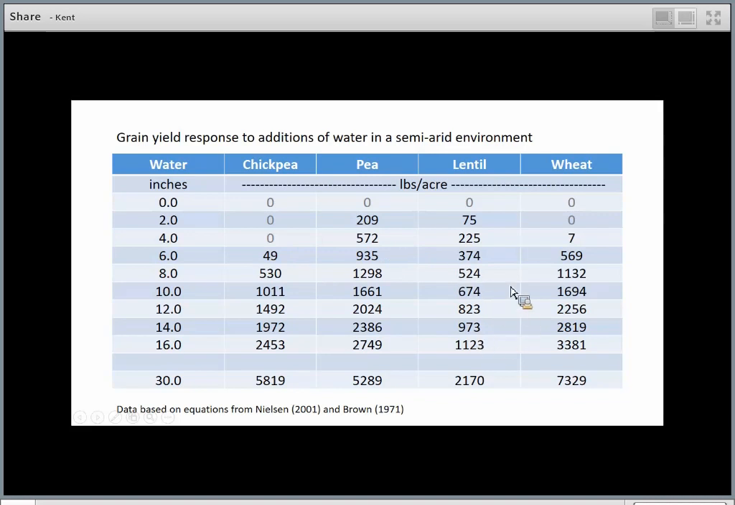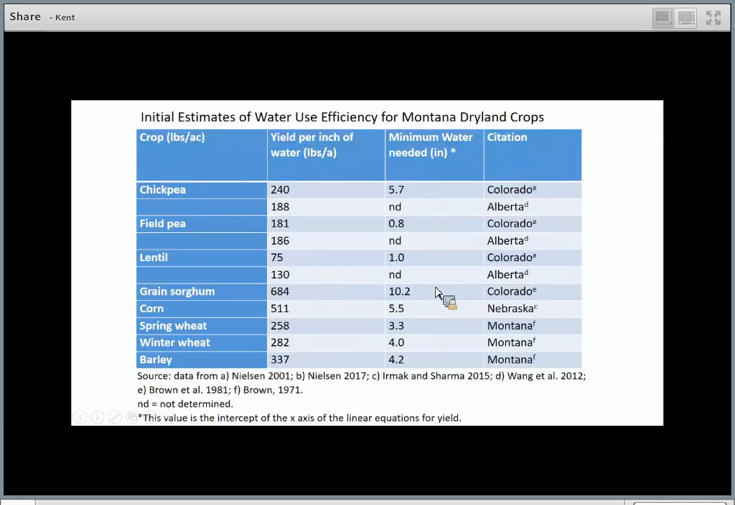And lentils are always going to be less, but it's not about the grain pounds so much as it is the dollars, and so the dollars comes into play. If you want to look at our initial estimates of water use efficiency for Montana dryland crops, we can use that study from Colorado to kind of give us the numbers for chickpea, peas, and lentils. That's what this data is here. There's other research from Alberta, Canada, which shows similar numbers, and this is again in inches of water, a yield per inch of water. And sometimes they have the minimum water needed and sometimes they don't.